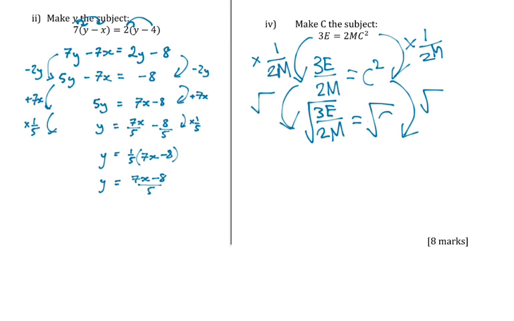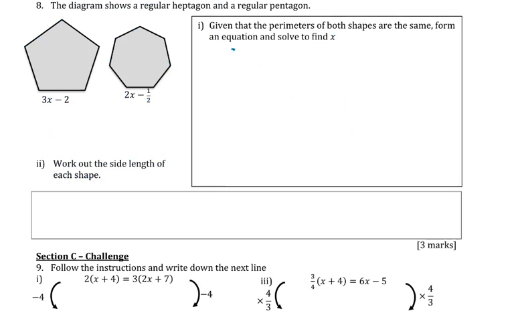Equals the square root of c squared. Now notice how I've done the square root symbol over the whole fraction. And then finally, I just simplify the right-hand side to get that. So c is equal to the square root of 3e over 2m. Okay, let's move on. So this question, set up the equation.